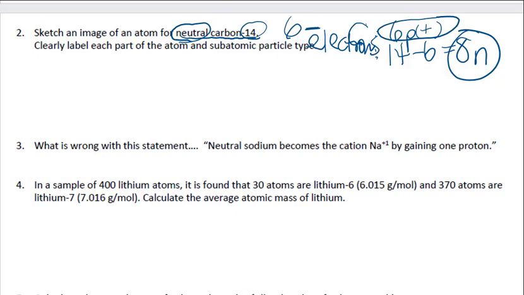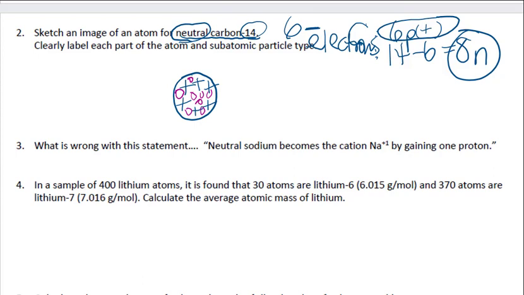Okay, so now let's make this atom. We know that in the nucleus, there are protons and neutrons. So I'm going to draw my nucleus here, and I'm going to do 1, 2, 3, 4, 5, 6. And then for my neutrons, I'm going to draw little circles. 1, 2, 3, 4, 5, 6, 7, 8.